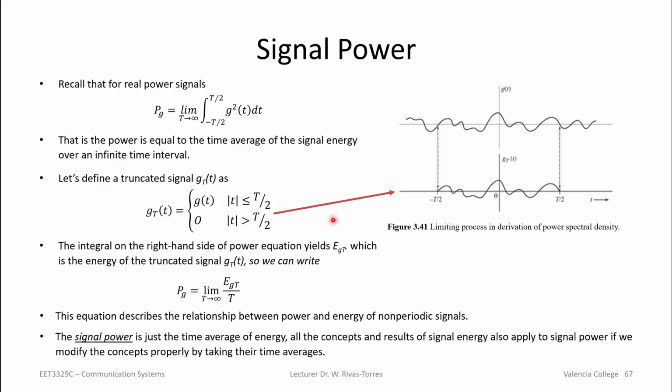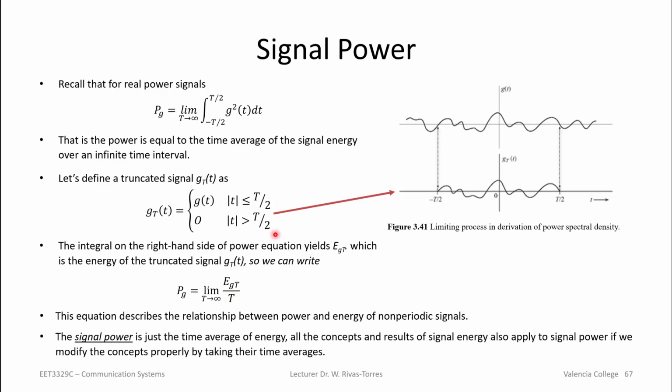Signal power. We're going to see that signal power borrows a lot from what we just did for energy. Remember that signal power is nothing but the time average of the signal energy. Let's say that we have some signal g(t) and that we're going to truncate it between minus T over 2 and T over 2. Originally this was our signal, and then we're just going to truncate it to a certain period of time. The power is nothing but the time limit of the energy over a certain interval of time, that in our case is called T.